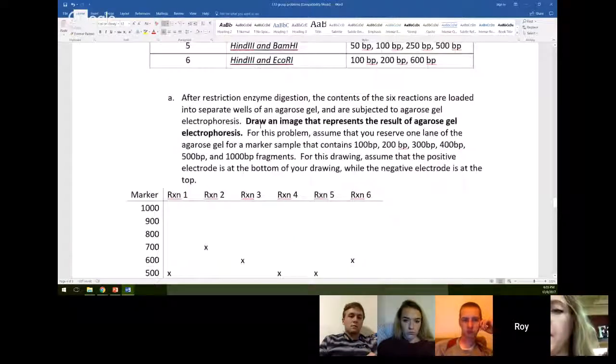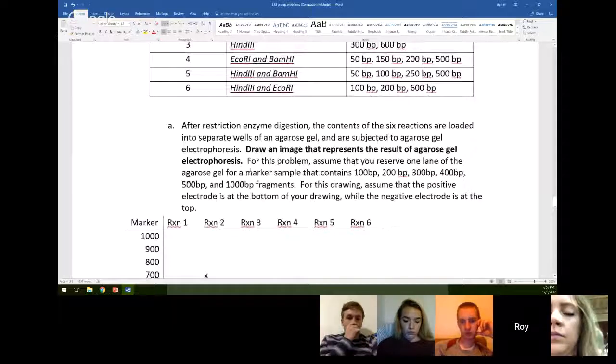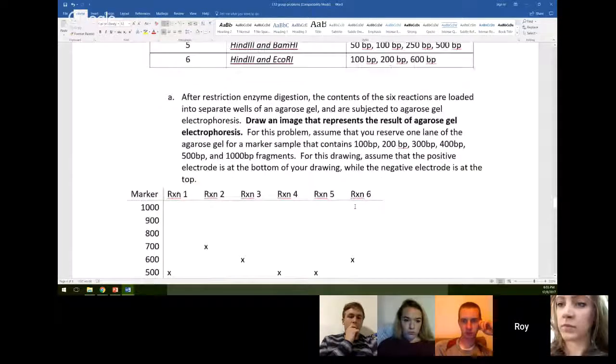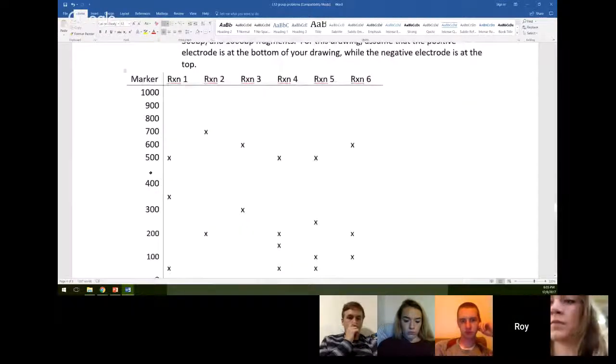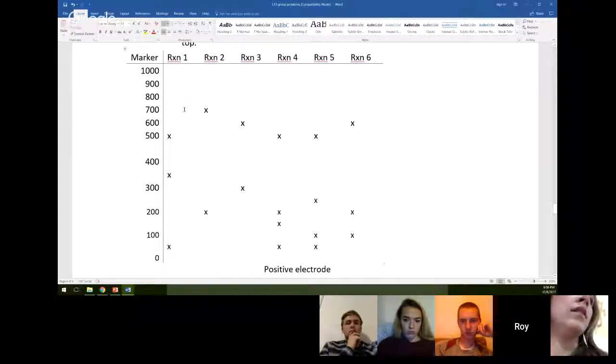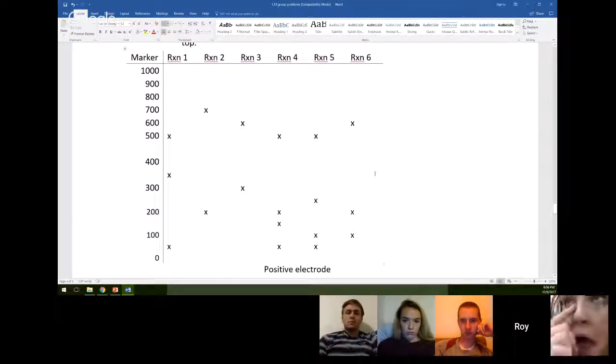Then part A says draw an image that represents the result of the agarose gel electrophoresis. Also include a marker that contains these markers on it. So we're going to take each one of the reactions 1 through 6, and our marker, and we're going to make what the gel would look like as soon as you're done. So we're going to have the reactions, and then we're going to have these bars, or X's. I just made them X's, but there's going to be little bars on each one of these for each one of the different reactions, which gives us our different lengths of base pairs throughout.